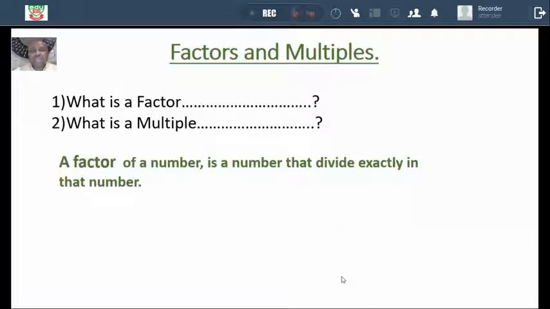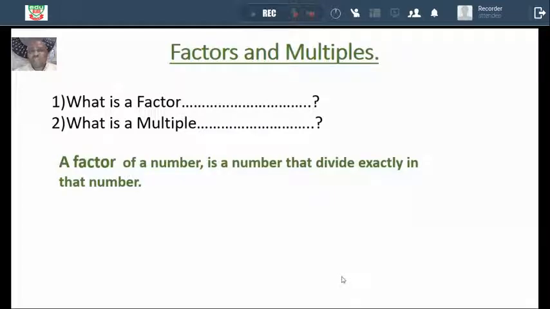Now, a factor of a number is a number that divides exactly into that number. So when you say a factor of 6, it is a number that will divide exactly into 6. So a factor cannot be just a factor alone, it's a factor of a number. That is one of the things that you need to start with. You cannot just have a factor.